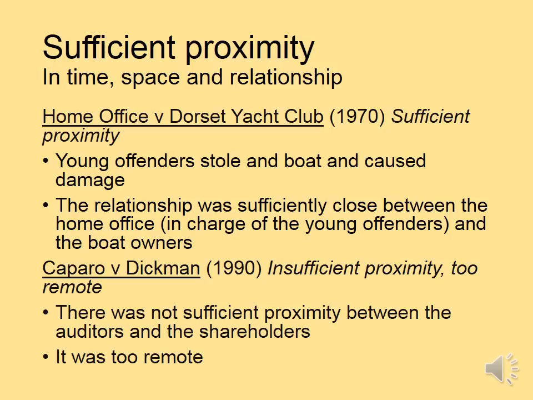And the Home Office said, well, it wasn't our officers, we didn't do it, it was them. It was the young offenders. And the court said, no, there was sufficient proximity. You had a sufficiently close relationship between the Home Office, who were in charge of the young offenders, and the boat owners. And so there was sufficient closeness between them.